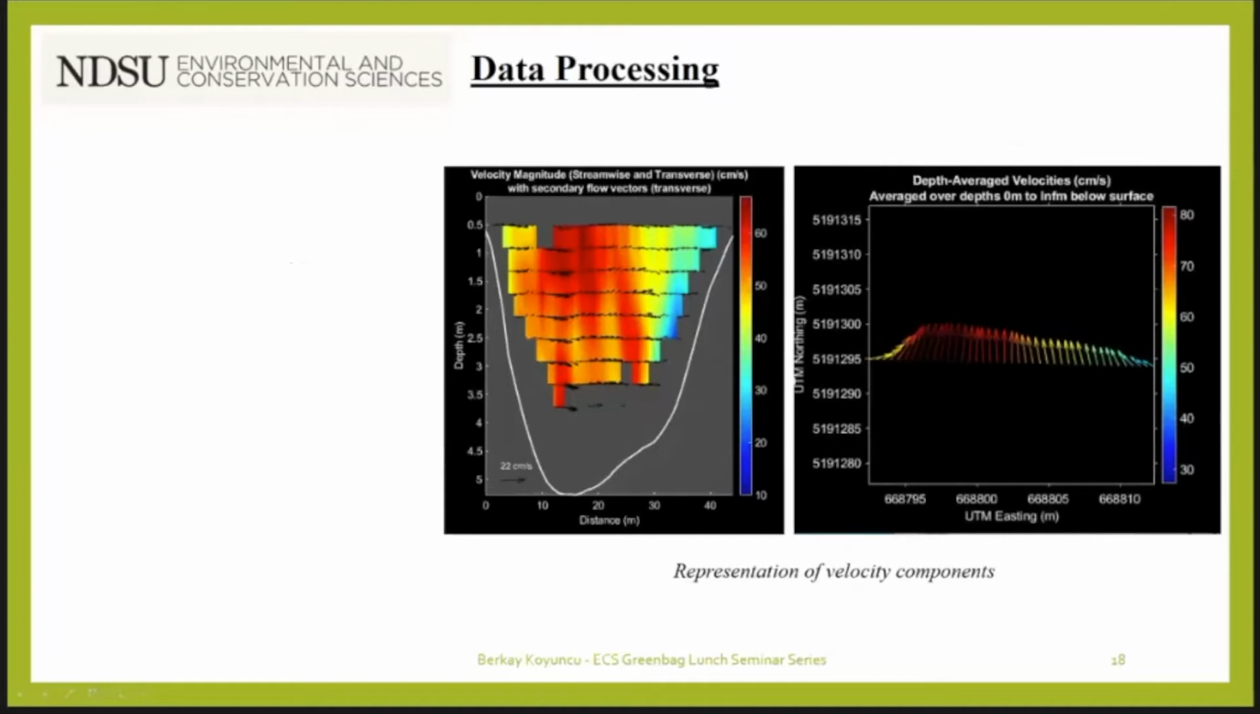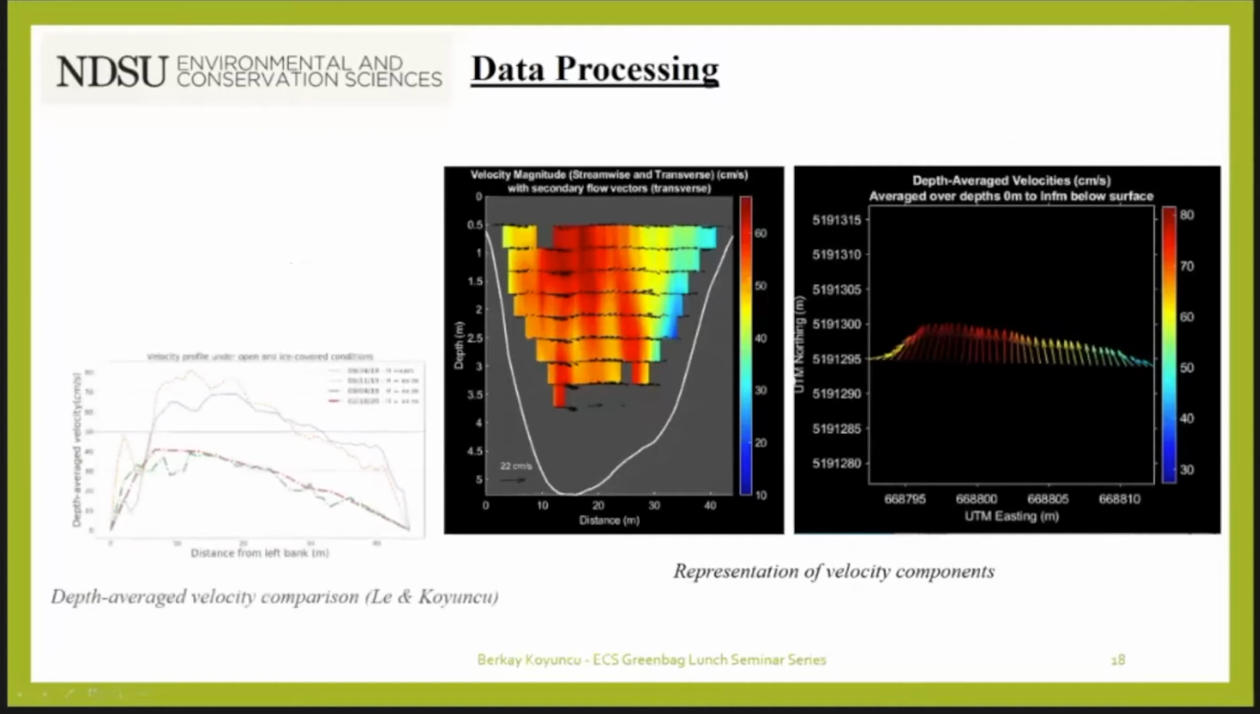Again, to emphasize, it's important to know where the maximum velocity is occurring. On the left-hand side, you can see the velocity magnitude in a cross-sectional way. Again, you can see the highest velocity close to the outer bank. And basically, it's giving good agreement with the figure that I showed a couple of slides ago. You can see the maximum velocity is occurring close to the outer bank, and we can confirm that from stationary measurement in winter and cross-sectional measurement in fall.